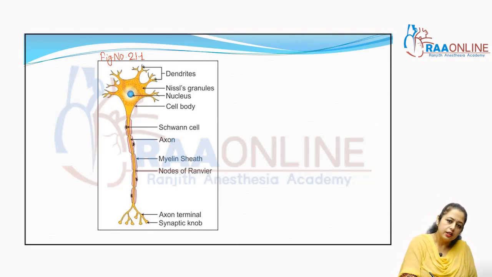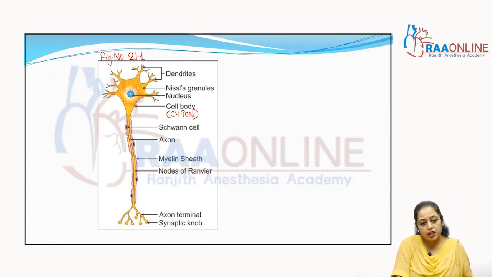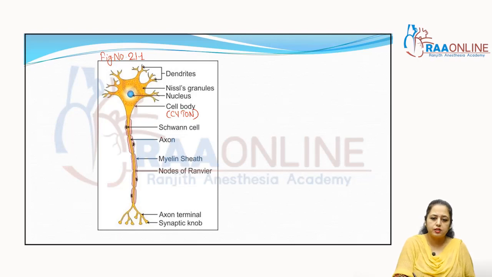You can see here, these are the dendrites, right? That is the cyton with the nucleus. The cell body is also known as the cyton. These are the Nissl's granules, which are present in the soma or the cyton, in the cytoplasm. These are the Schwann cell nucleus, which spirally wraps around the axon and forms the myelin sheath.